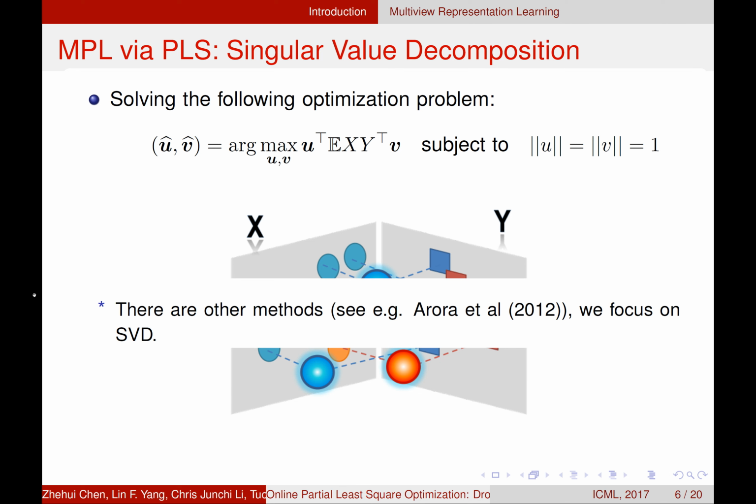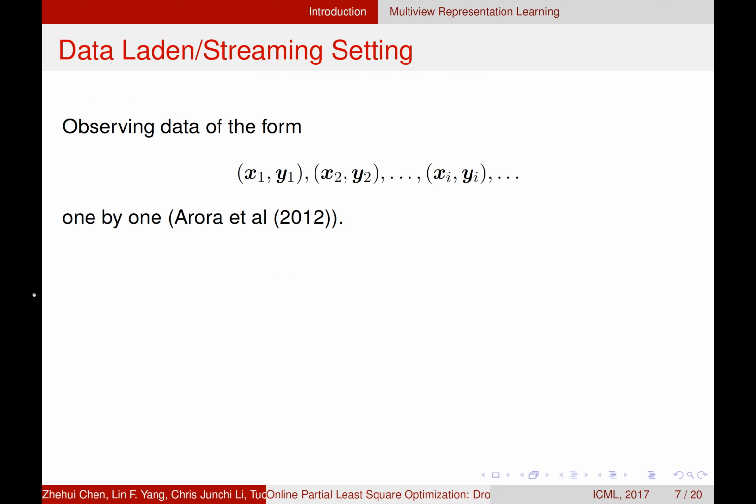There are also other methods, for example in Arora et al. 2012, there are many other methods, for example CCA, canonical correlation analysis, and many more. We are focusing on SVD in this paper. Furthermore, we are studying this data laden or streaming setting.